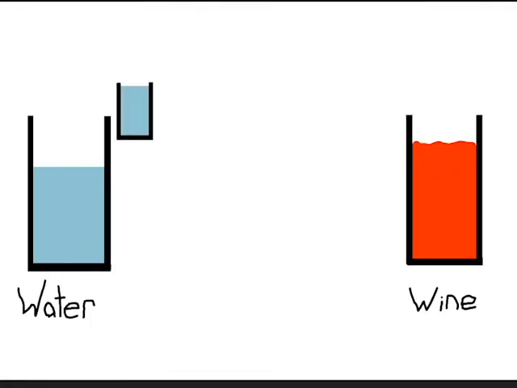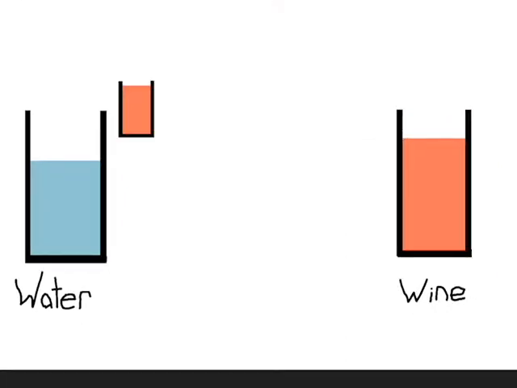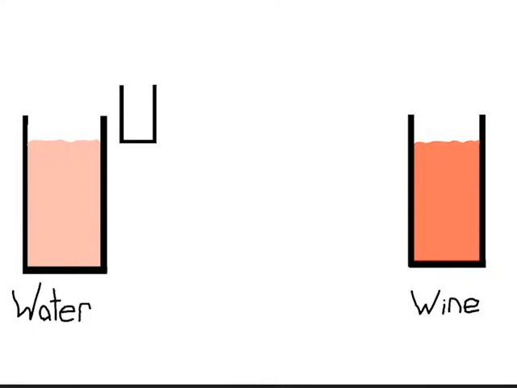A glass of water is taken from the first jug, poured into the wine, and the contents stirred. A glass of the mixture is then taken and poured into the water. Is there more wine in the water, or is there more water in the wine?